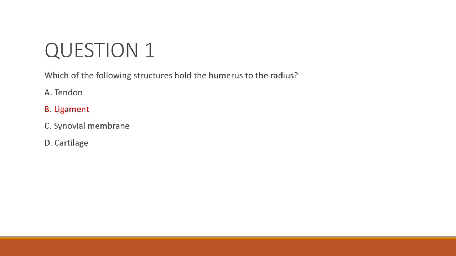The tendon links a bone to a muscle. The synovial membrane encloses the synovial fluid. The cartilage reduces friction. I know the functions of the remaining three, so it was easier for me to identify B as my answer. That's a trick that I want you to be using. So the answer for question 1 is B, ligament. Let us move on to question 2.